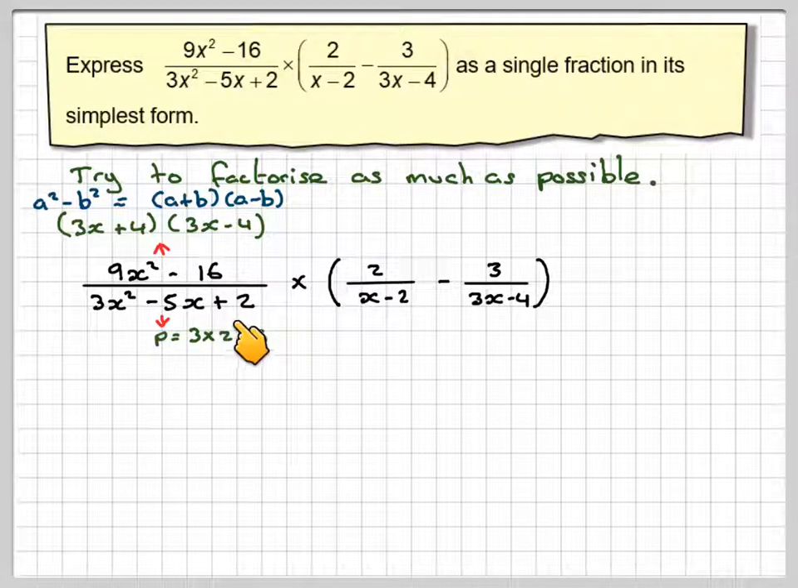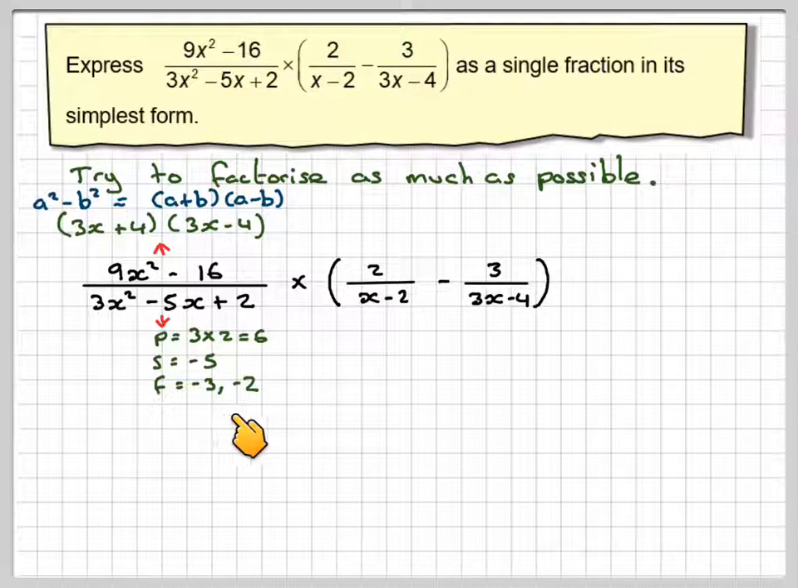Product will be 3 times 2, which is 6. Sum is minus 5. We want two numbers that when we multiply them, we get 6, and when we sum them, we get minus 5. So the answer is minus 3 and minus 2. You can write these round any way, but it's easier if you write the lower one first. You take the expression, write down 3x squared, minus 3x minus 2x plus 2.